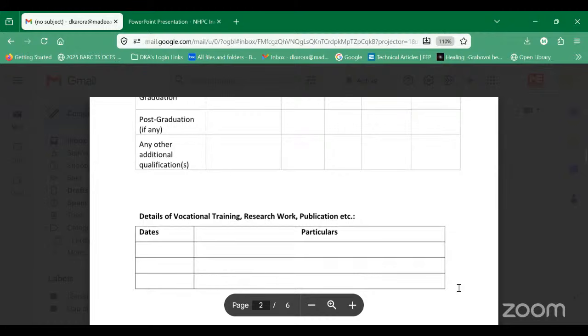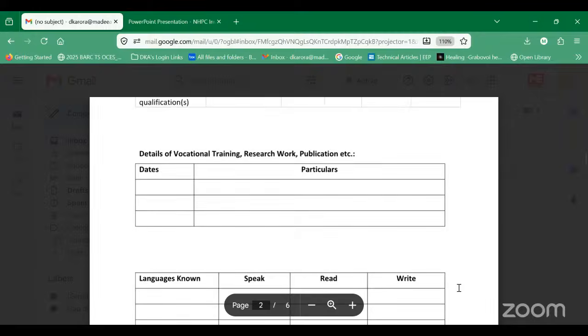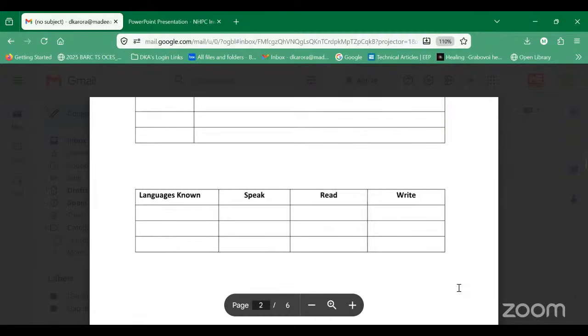Vocational training is related to your training, which is a part of your course curriculum. In case after completing a BTech, you have gone for any apprenticeship training, which is a paid apprenticeship training, that can come in the work experience. That can come as a part of work experience. Languages known, speak, read, write.